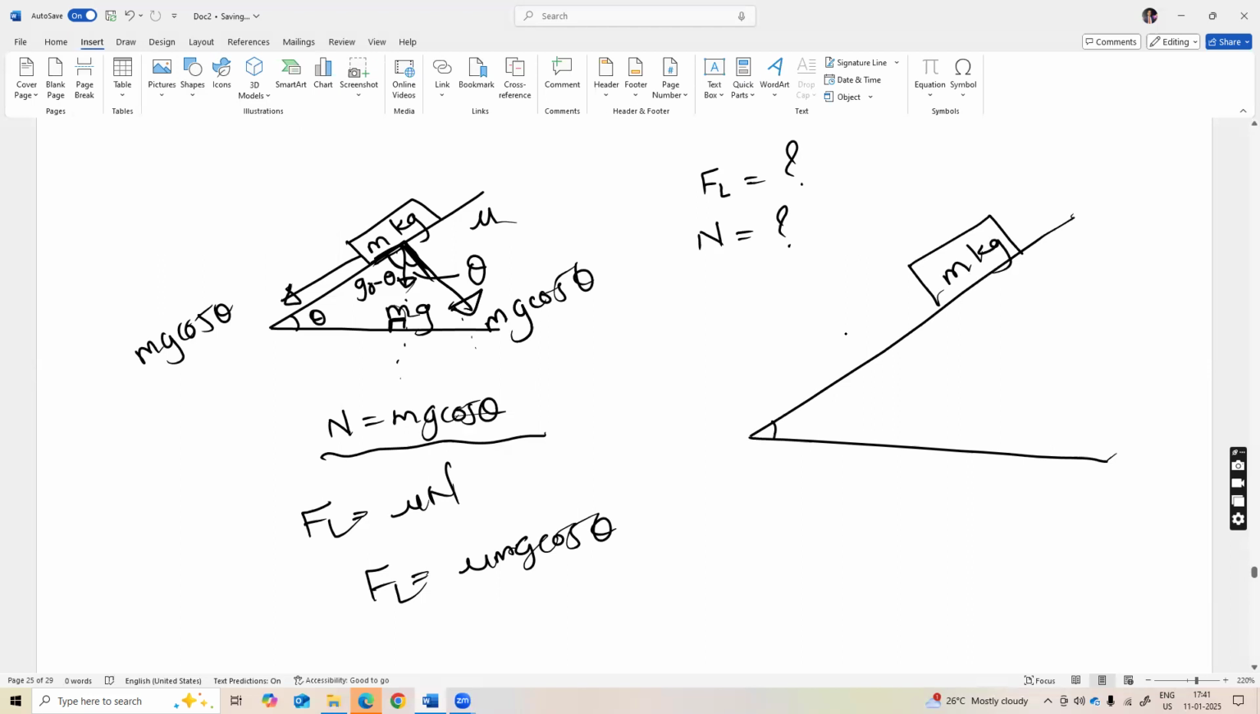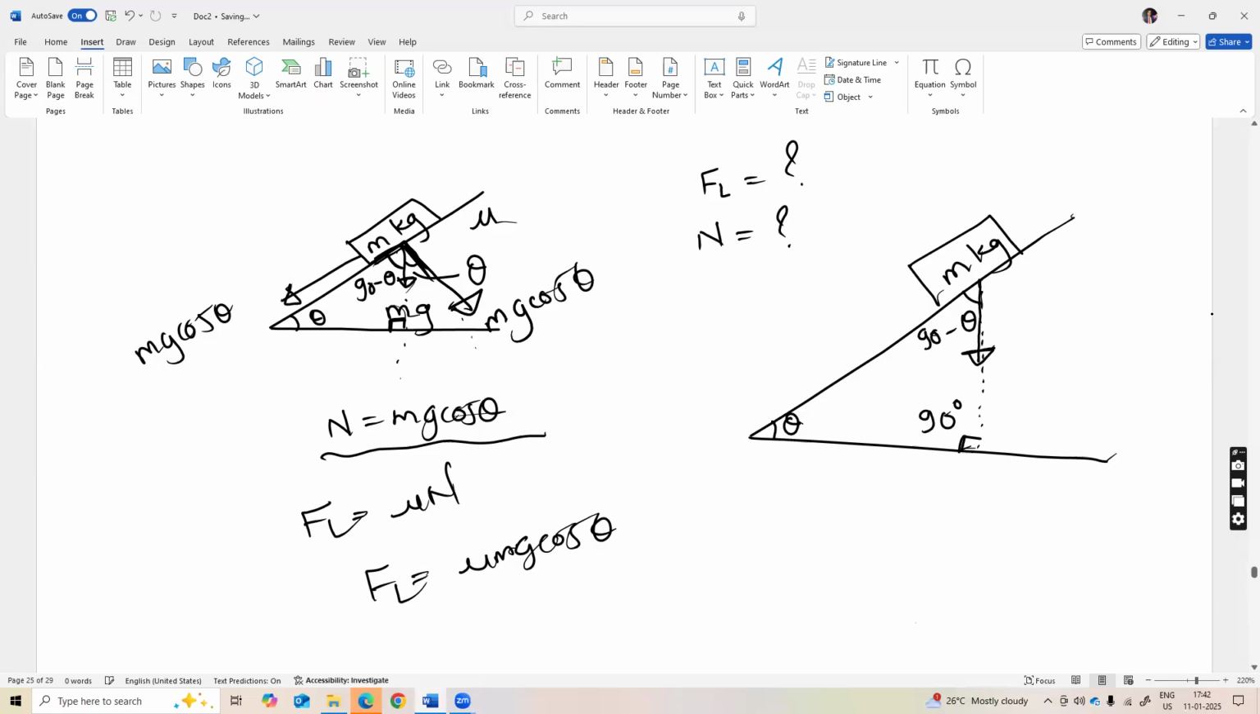So this angle is theta. Now, if you draw some dotted line here, this is a right angle triangle. This angle is 90 degree, you can clearly see. The other angle is theta, so this angle will become 90 minus theta. Is it clear till this point? Yes, sir. In this right angle triangle, theta, 90 minus theta and 90 degree, these angles are clear.